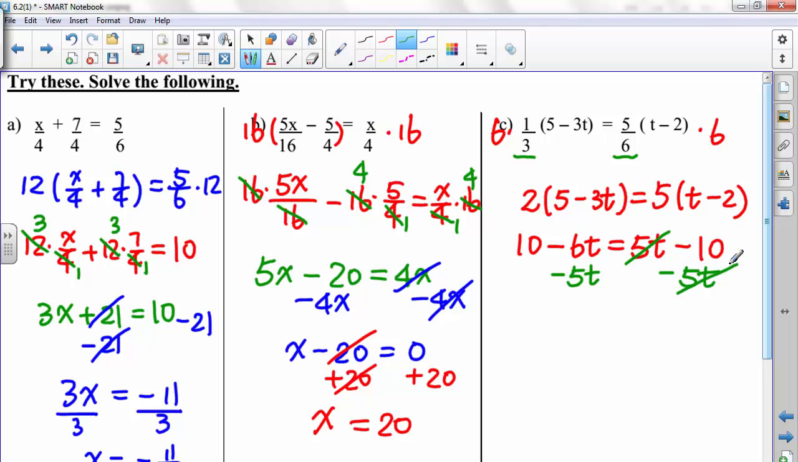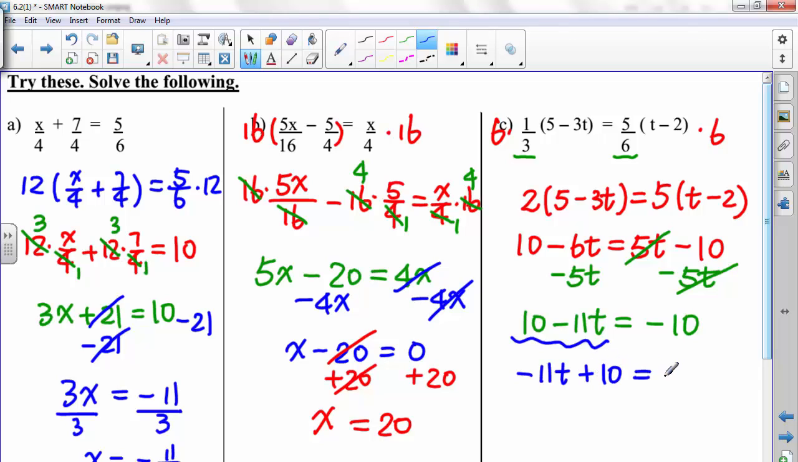5t minus 5t, they got canceled out. So 10, negative 6t minus 5t. Let's combine the like terms. Negative 6 minus 5, that's negative 11t, equals negative 10. This one is the same as negative 11t plus 10 if I rearrange the terms on the left side. So I want to isolate positive 10 from negative 11t.